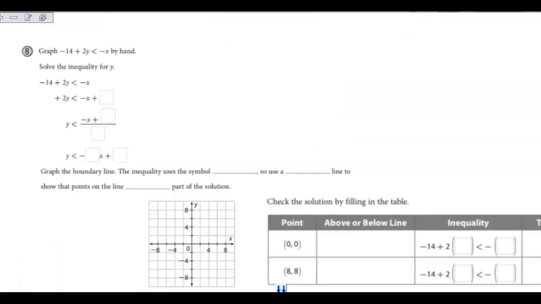All right, let's go to the next one. They want us to graph negative 14 plus 2y is less than negative x by hand. So the first thing we're going to do is solve for y. We're going to simplify it, make it easy to graph. All right, so I'm going to move my 14 over to the other side because I want to get y by itself and positive. So I'm going to add 14 to both sides.